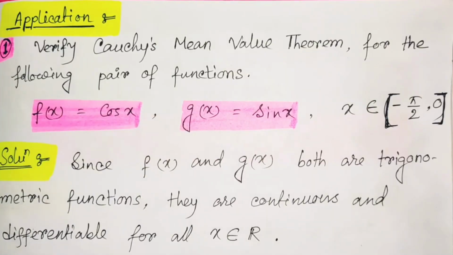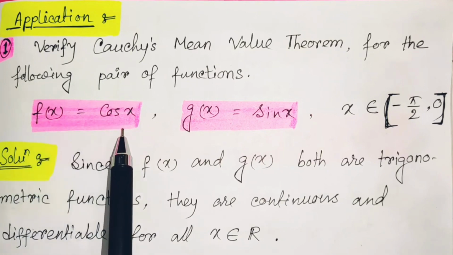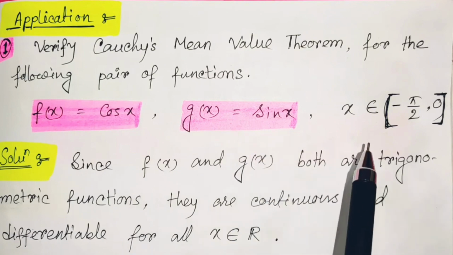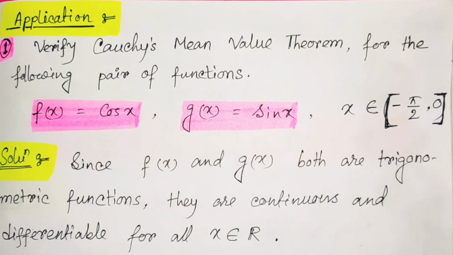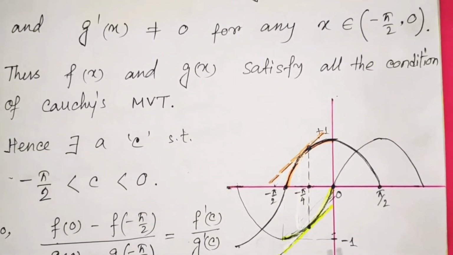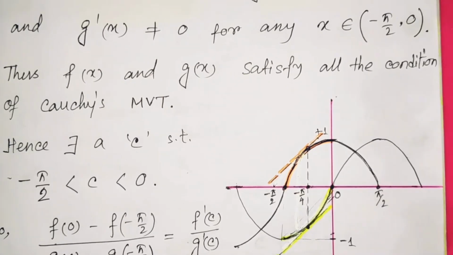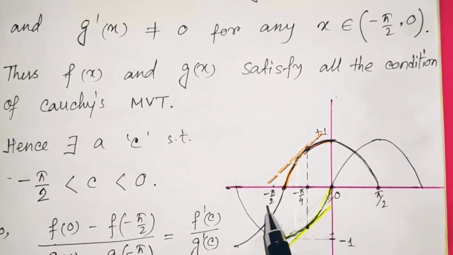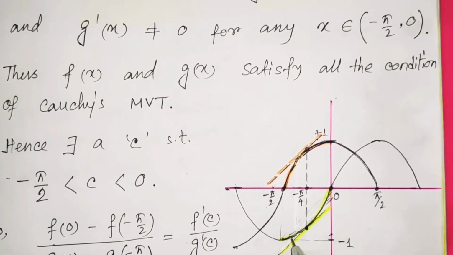So first example: verify Cauchy's mean value theorem for the following pair. What are the given functions? f(x) is equal to cos x and g(x) is sin x within the range minus pi by 2 to 0. First of all, these two are very well-known functions to us. So let us take the curves. This is our sine curve and this is our cos curve. Within the range, the actual feasible curves are this one and this one.